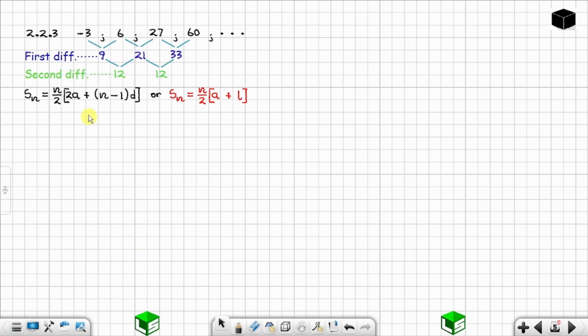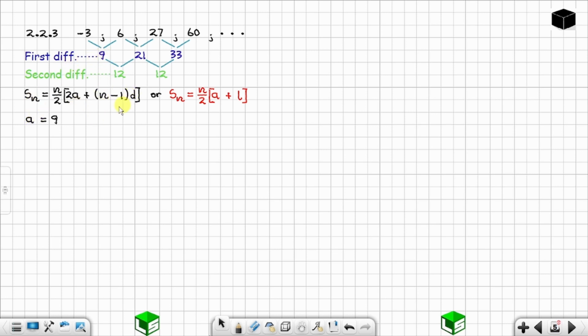Okay, so what is your A? A is the first term, and your first term is 9. So forget about the quadratic sequence. You are not looking at the quadratic sequence. You're only looking at the arithmetic sequence, this one. This is an arithmetic sequence because it's got a common difference. So the first term is A, which is equal to 9.